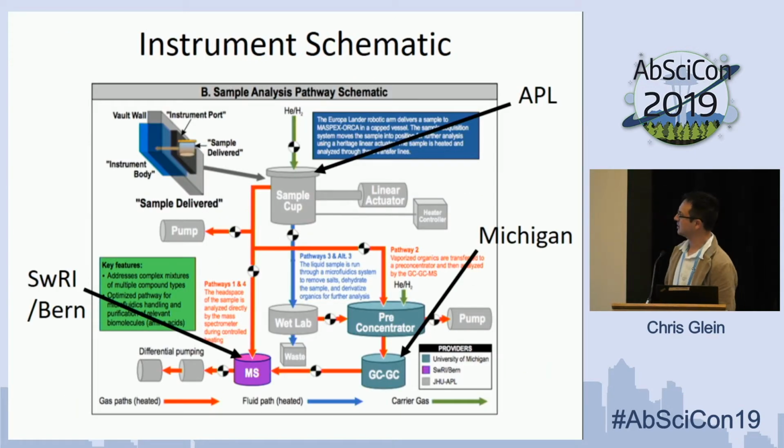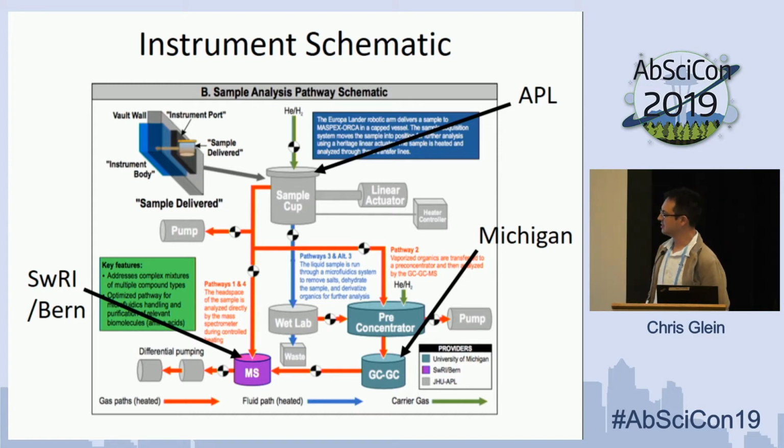So MASPEX-ORCA is a collaboration between 3 institutions. And so I'm just going to show you schematically what the instrument entails and what we're hoping to build. So we have a front end that's being developed by APL. I hope they still have time to do this work after winning that contract. And then we also have the University of Michigan, who's building a GC device, and I'll get into this. This is a really cool development. And then lastly, the detector is a mass spectrometer.